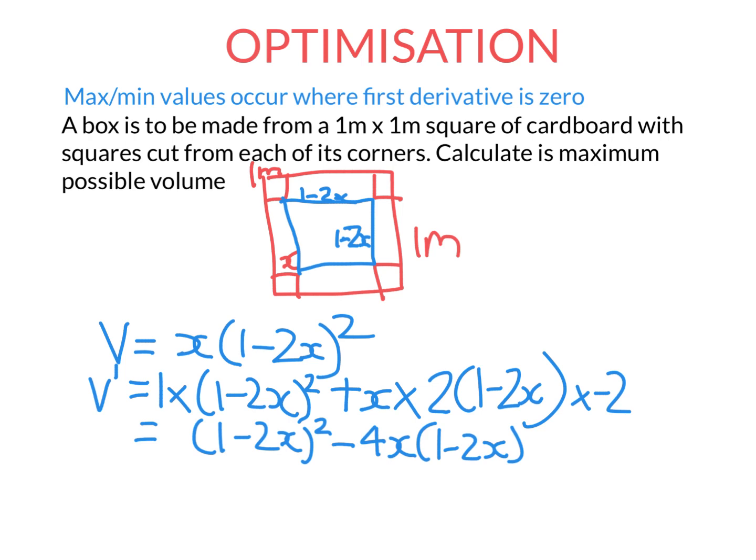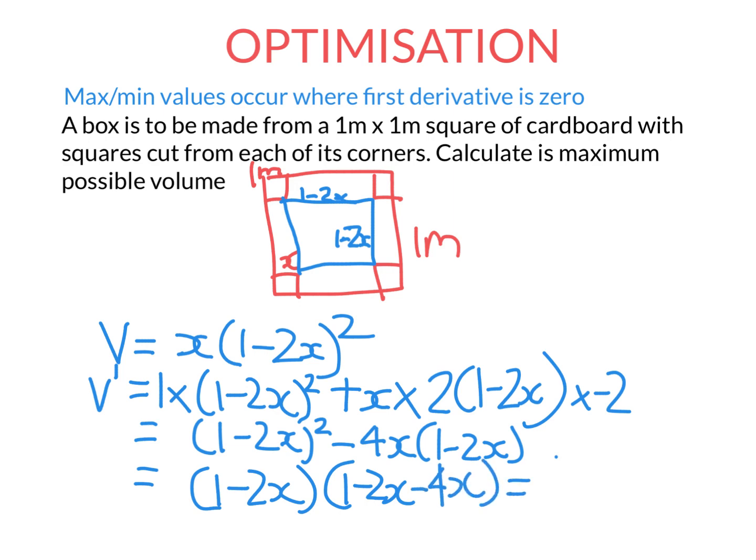I might make this easier on myself by factorizing, because both this and this have a factor of 1 minus 2x. If we move 1 minus 2x to the front, I need to multiply by another 1 minus 2x to get this thing here, and I need to multiply by negative 4x to get that one there. So the derivative here is 1 minus 2x, and in the second bracket, it's actually 1 minus 6x.